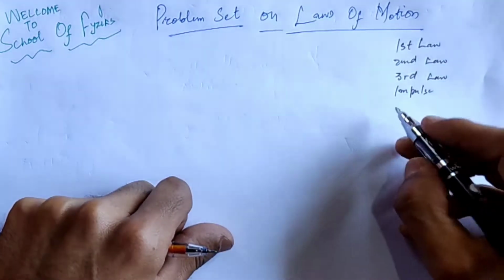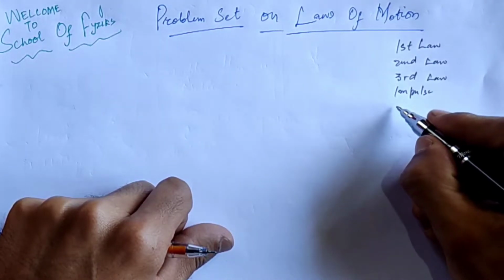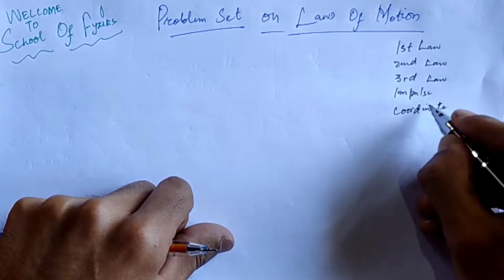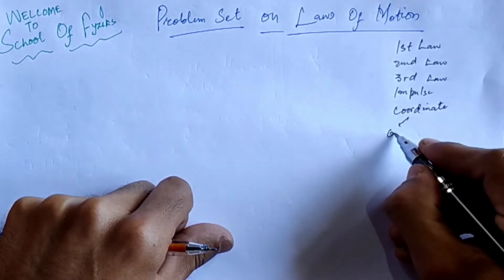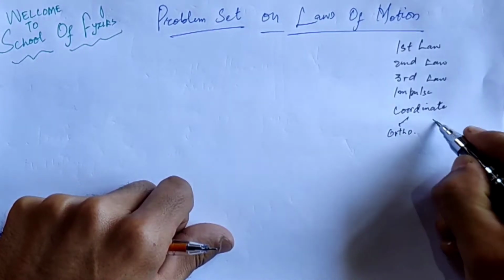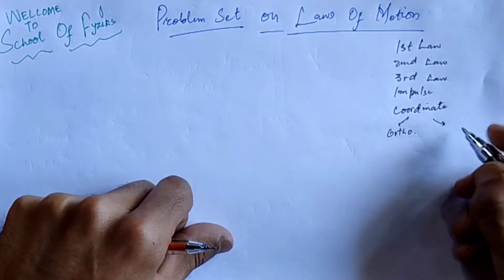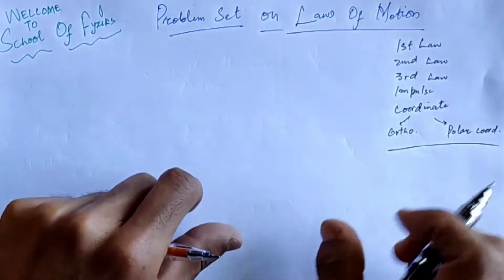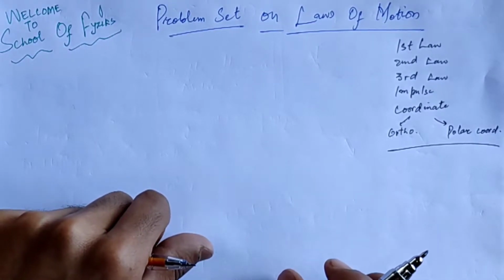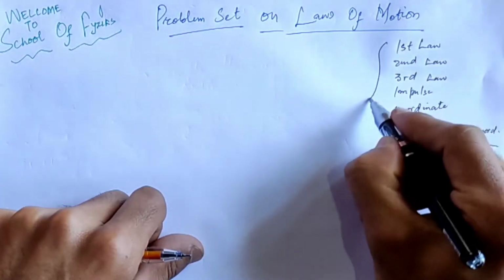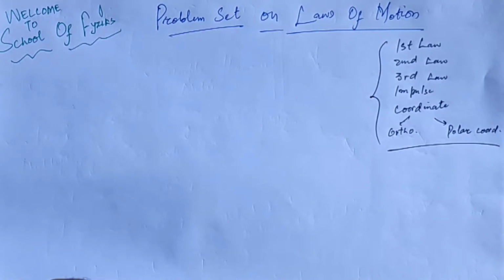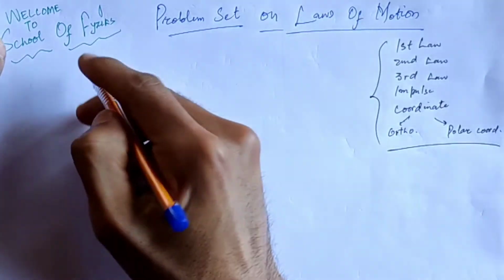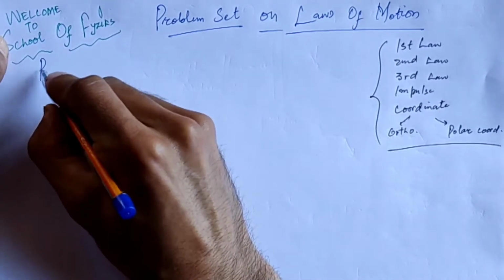And we also discussed the coordinate systems, which include the orthogonal coordinate system and the plane polar coordinate system. We discussed all this in the earlier lectures. So today we are going to deal with a few problems based on these very concepts. Let us take the first problem. Problem number 1.